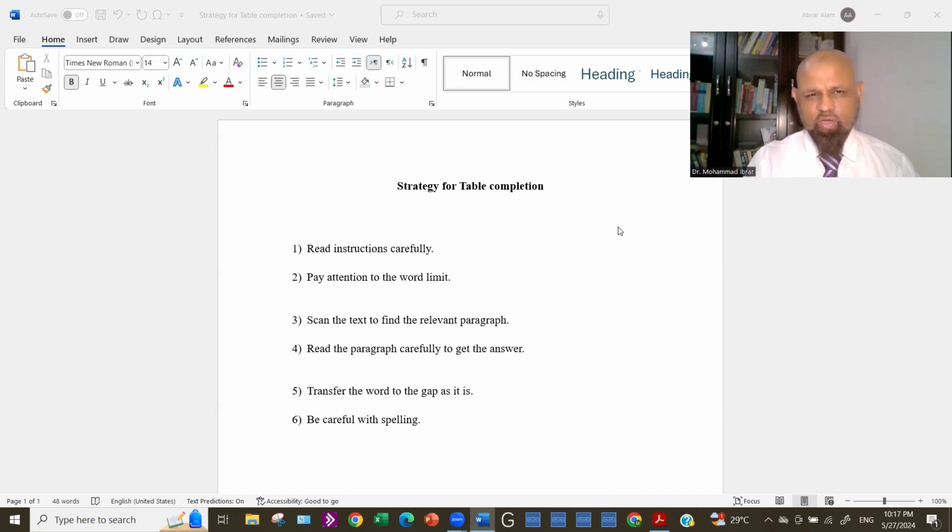You need to be very careful with the spelling, because if you make any mistakes related to spelling, you won't get any marks for it. So as we are familiar with the strategy now, let's apply this strategy while doing the table completion question.